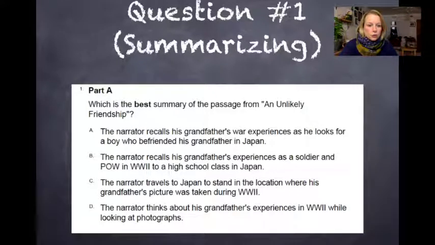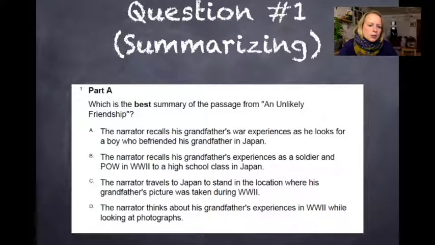Looking at all the answer choices. A. The narrator recalls his grandfather's war experiences as he looks for a boy who befriended his grandfather in Japan. Sounds very good to me. B. The narrator recalls his grandfather's experiences as a soldier and a POW in World War II to a high school class in Japan. Well, the high school class in Japan, that's one episode in the text. It's not everything. It's a detail in the text. So I would eliminate that answer.